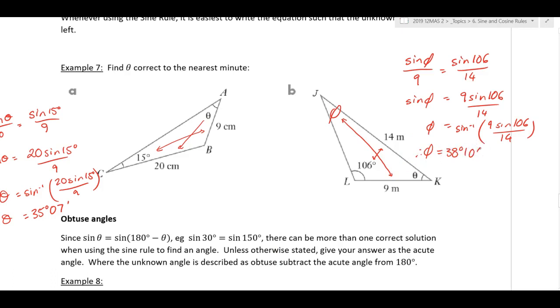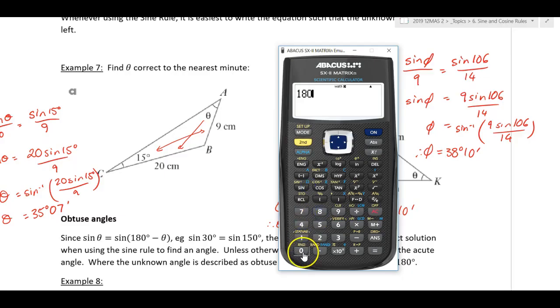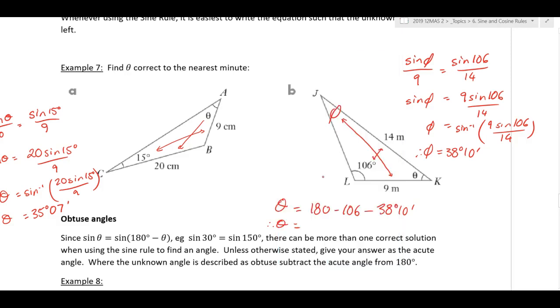Brilliant. That's all good. It's not quite my answer yet though, is it? Because I need theta. So we know that theta equals 180 minus 106, and also take away the 38:10, and easiest to do this on the calculator again. 180 minus 106 minus my previous answer, and I get 35:50. Rightio.